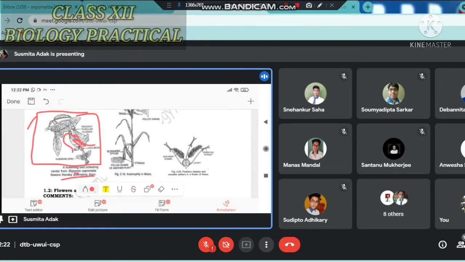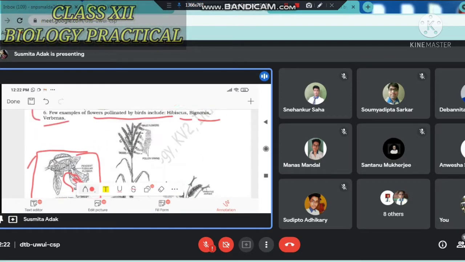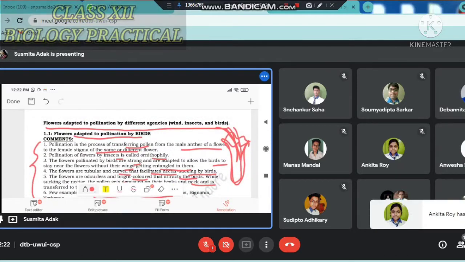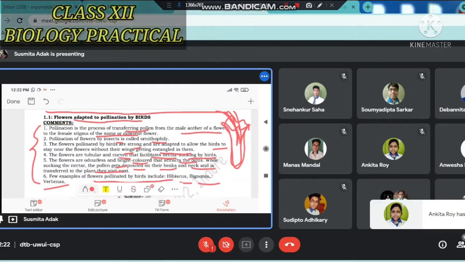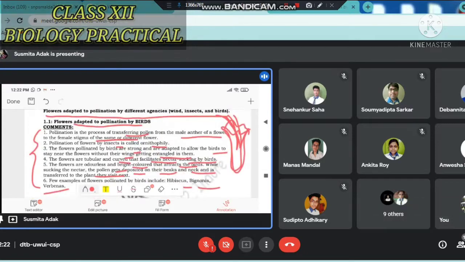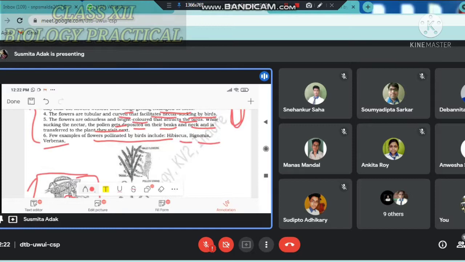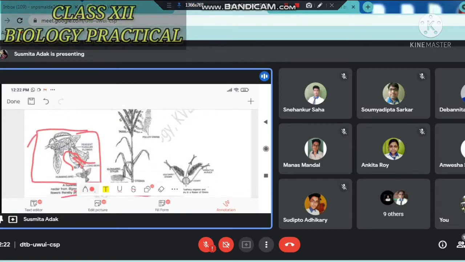Okay, next, see, anemophily in maize. What is anemophily? Here it was ornithophily. Pollination of flowers by birds is called ornithophily.